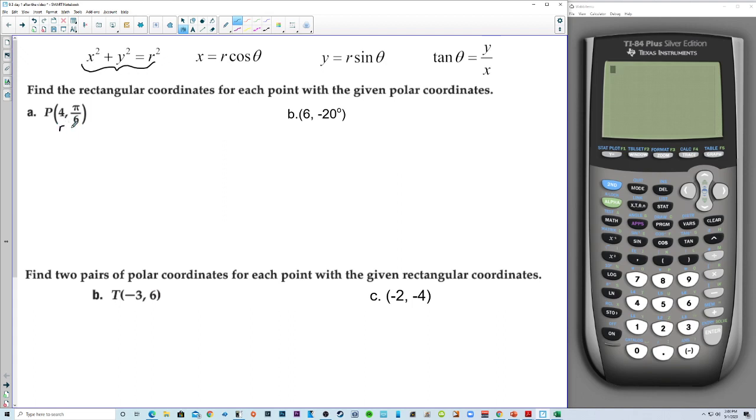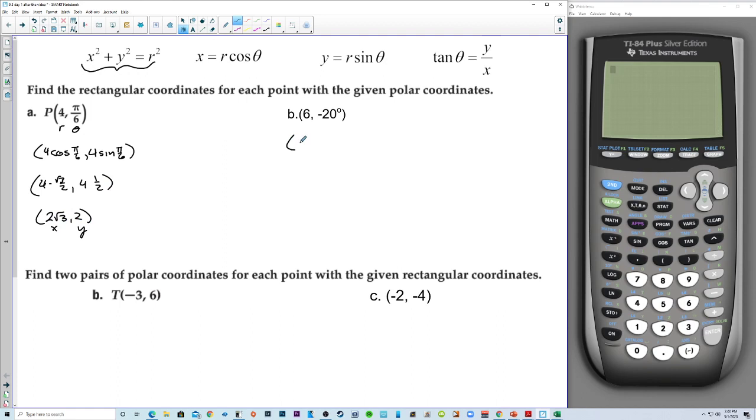This is the r, this is the theta. So the rectangular is going to be 4 times the cosine of pi over 6, and we go back to the unit circle where cosine is the x. 4 sine of pi over 6, and we know values for pi over 6. The cosine is square root of 3 over 2, and the sine is 1/2. So we end up with 2 square root of 3, 2 for the x and the y.